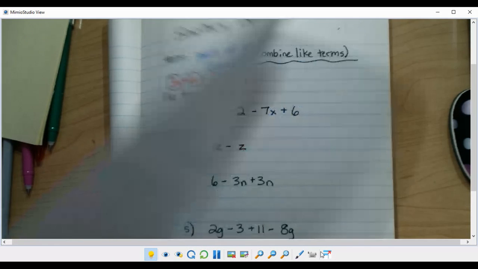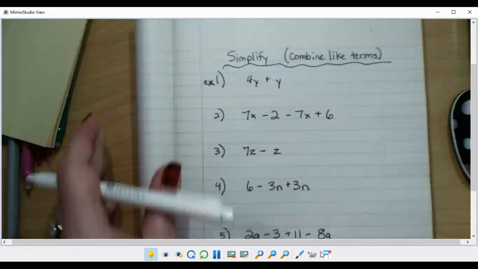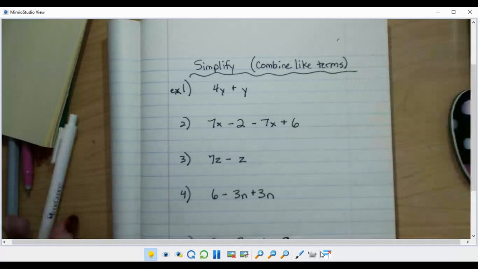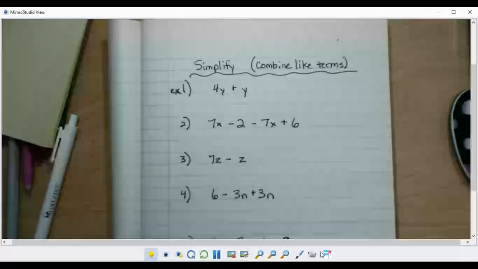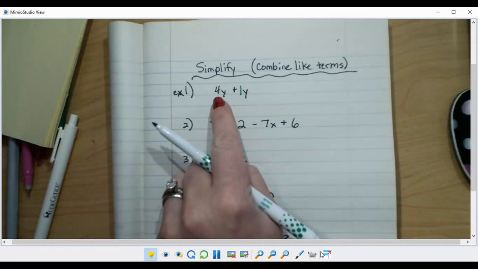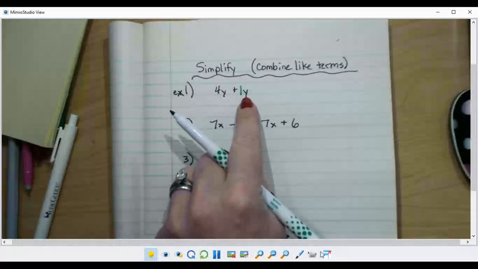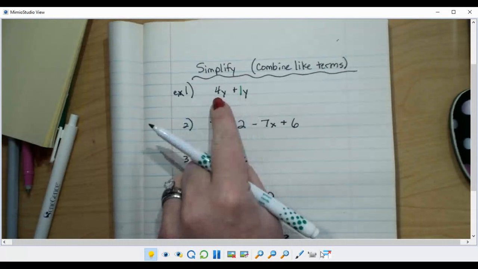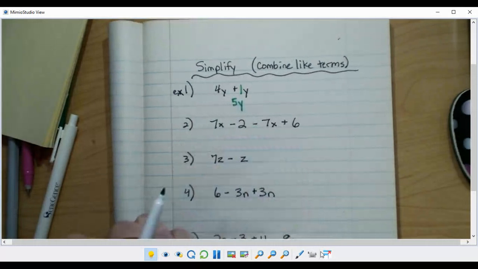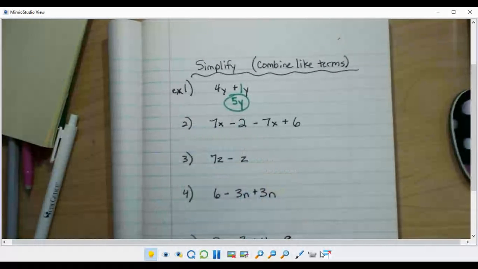All right, let's talk about some examples for simplifying or combining like terms. So the first problem here is 4y plus y. You first have to ask yourself, do I have like terms? Well, yeah, y and y, same variable, same exponent. Now, to be able to combine these, you're going to combine the numbers in front, the coefficients. So what is 4 plus 1? 5. The y stays exactly as it is. That, 5y, is my final simplified answer.